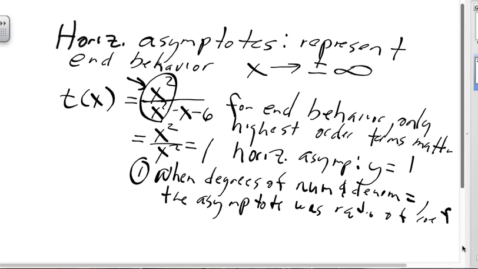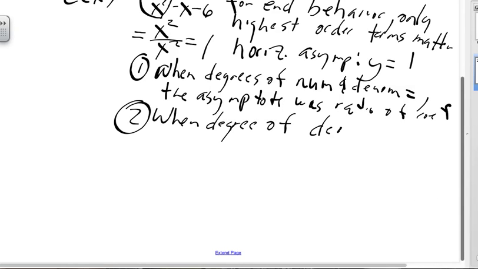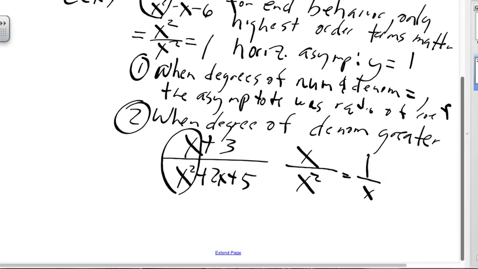And the second one then we talked about was what would happen when the degree of the denominator is greater. What is this going to do? Okay, so this would be something like x plus 3 over x squared plus 2x plus 5. Remember, we're only using the highest order term, so it's going to behave like x over x squared, which looks like 1 over x. So as x goes to infinity, this thing goes to 0. Matter of fact, as x goes to plus and minus infinity. So when the degree of the denominator was greater, the horizontal asymptote was equal to 0.